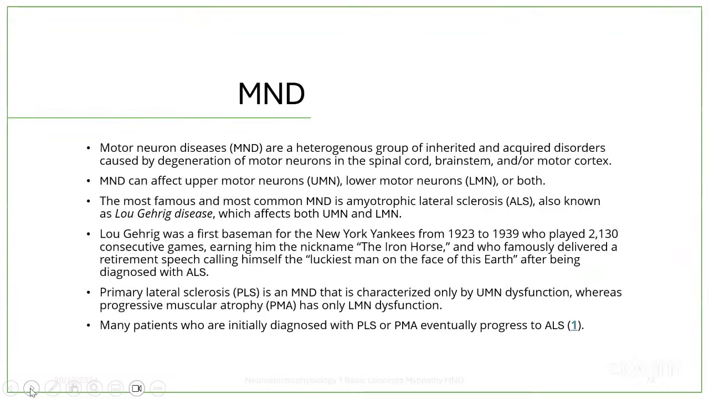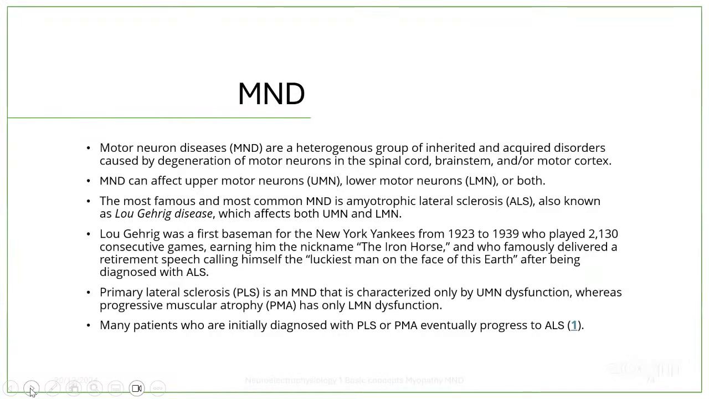The most famous and most common is amyotrophic lateral sclerosis, also known as Lou Gehrig disease, which affects both UMN and LMN. Lou Gehrig was the first baseman for the New York Yankees from 1923 to 1939, who played about 2,000 games, earning him the nickname the Iron Horse, and who famously delivered a retirement speech calling himself the luckiest man on the face of the earth after being diagnosed with ALS.